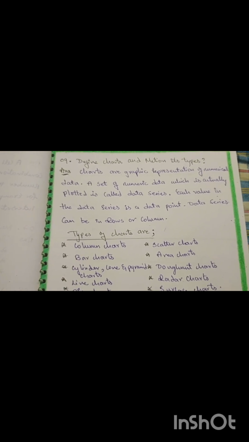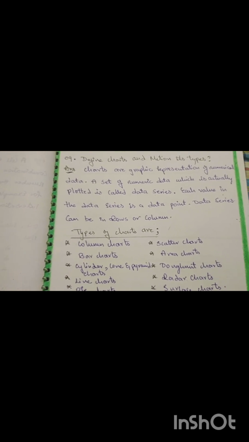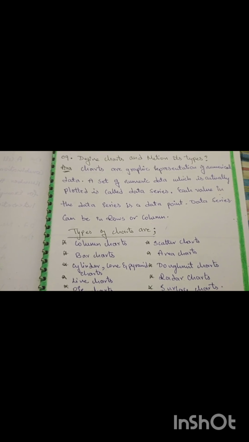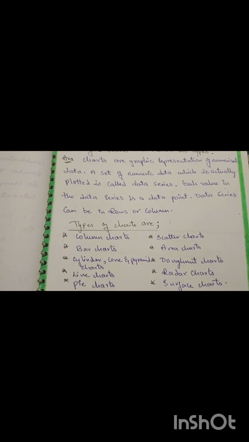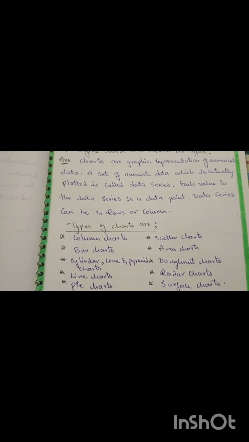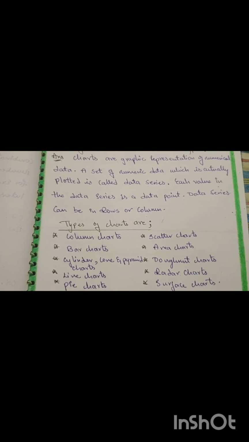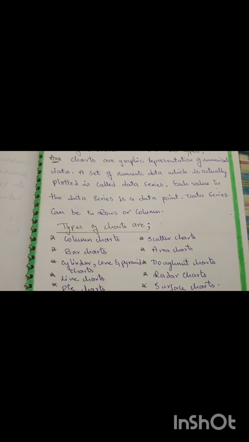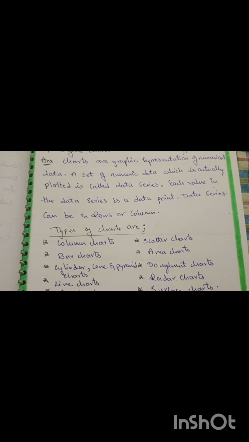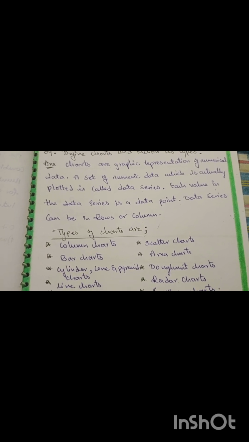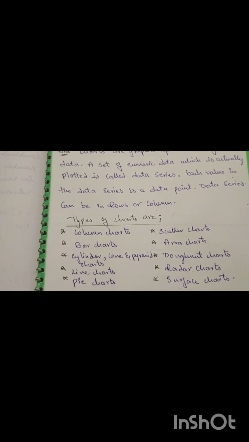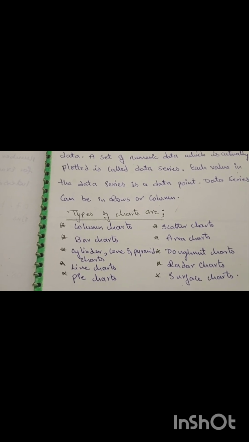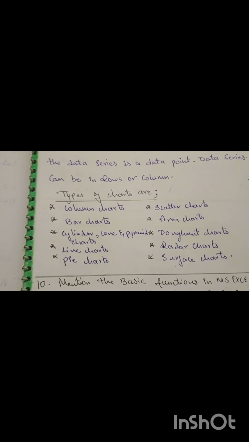Charts are the graphical representation of numerical data. A set of numerical data which is plotted is called a data series. Data series is the numerical data which you give to Excel, the set of numerical data plotted on the graph. Each value in a data series is a data point. A data series can be rows or columns. It is the data which you are giving as an input to Excel.